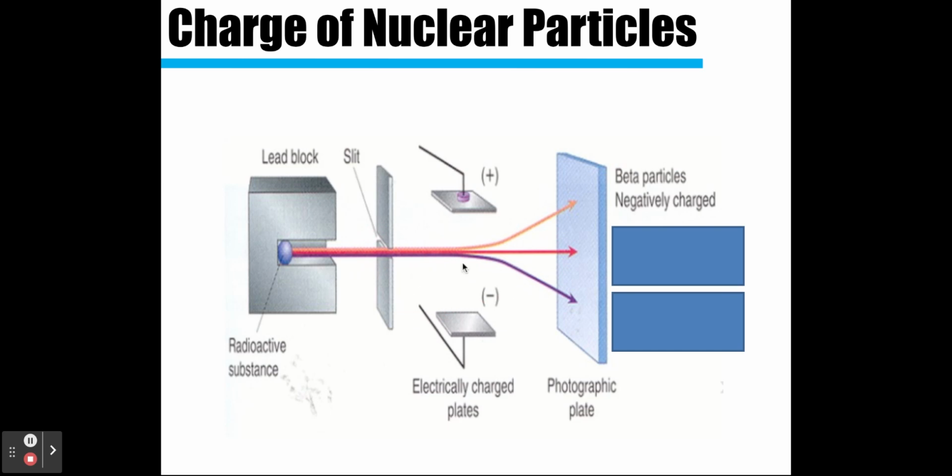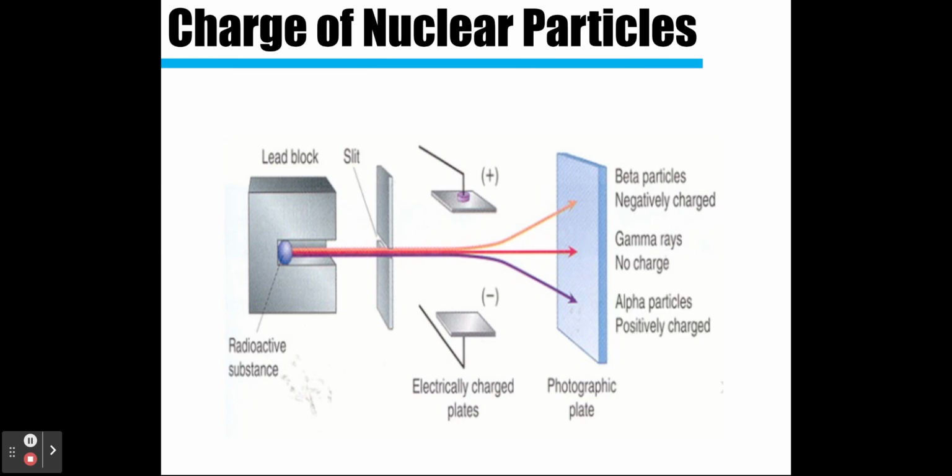So beta particles are negative, so they're going to bend towards the positively charged plate. And then you have the gamma rays. They have no charge, so they're just going to go right through undeflected. And then, of course, you have your positive alpha particles. Your alpha particles are going to deflect towards the negative plate here.